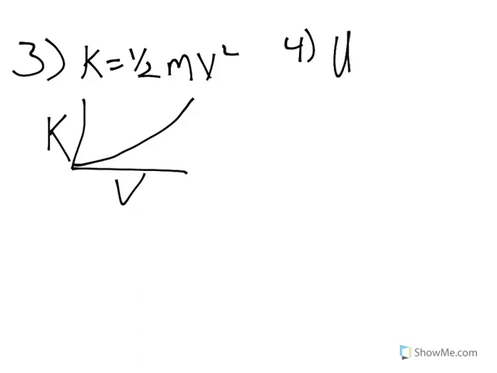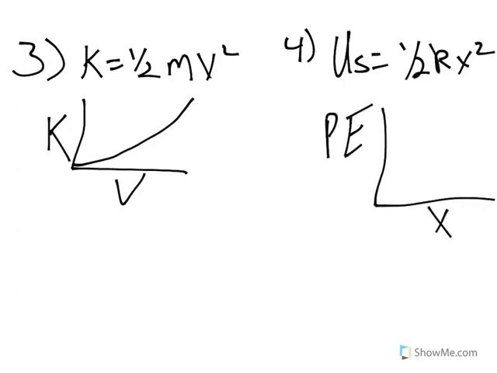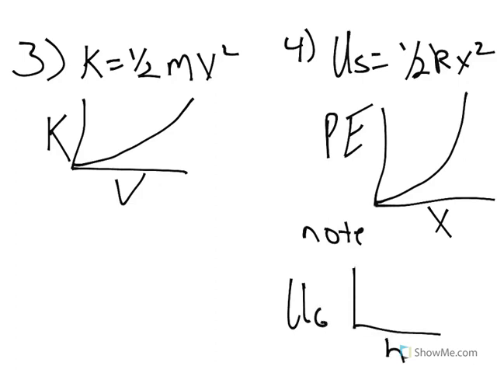It's the same thing with number 4. You're looking at the potential energy of the spring, and that's 1/2 kx squared. So if you've got potential energy on the side and x on the bottom, it will be a curved relationship. Note, if it's gravitational potential energy versus height, that would be a linear relationship because that is mgh, and the h is not squared. Number 5.